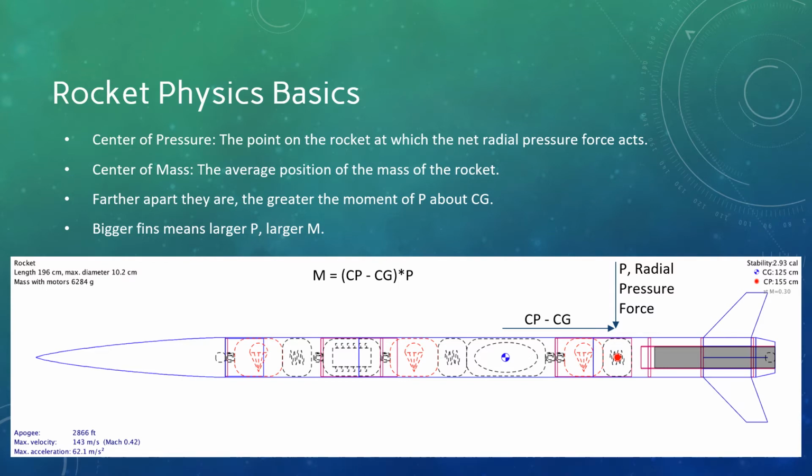So you can see in this diagram, the lever arm length is Cp minus Cg, Cp being the distance from the tip of the nose cone to the center of pressure, and Cg being the distance from the tip of the nose cone to the center of mass. Cg, center of gravity, center of mass, it's all the same thing in this context anyway.